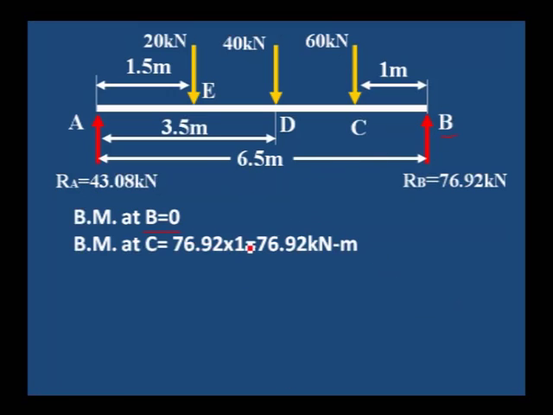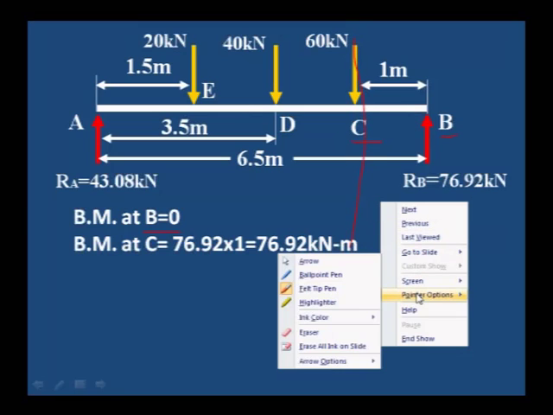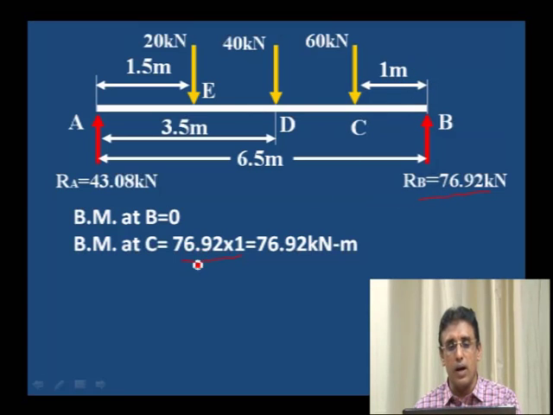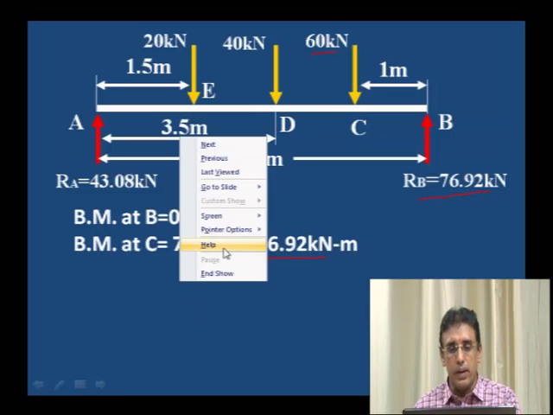Bending moment at point C: from the right side of C, we have to see only the right side of C. On the right side of C only one force is acting, that is reaction RB. 76.92 into distance is 1 meter. RB into distance, 76.92 kilonewton meter is the bending moment at C.